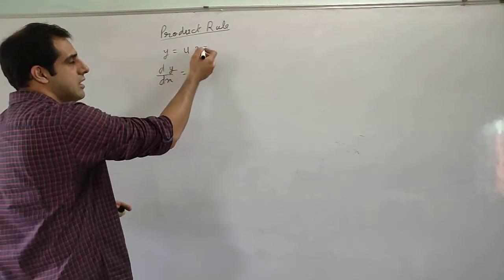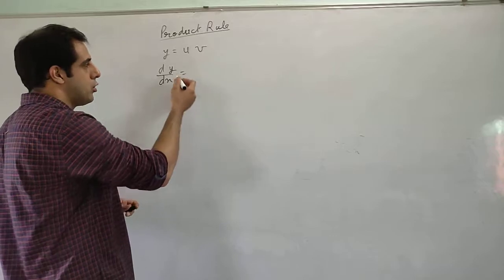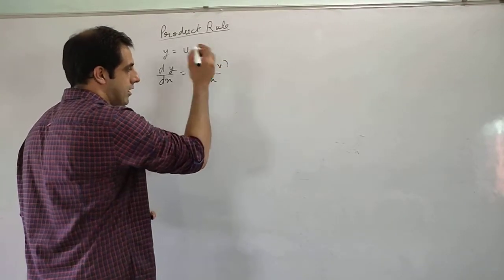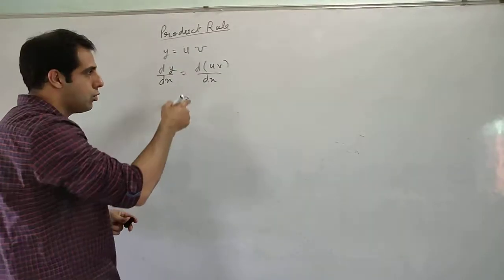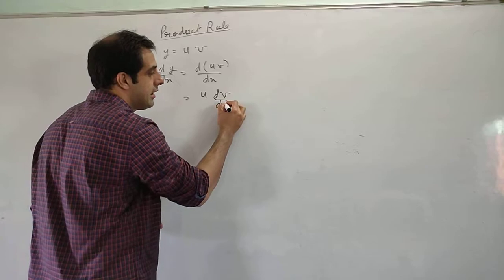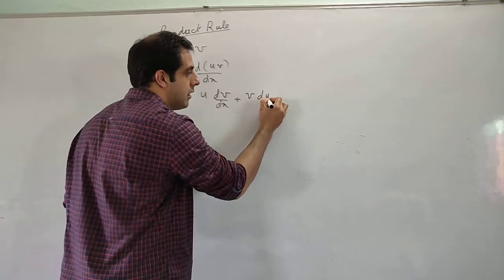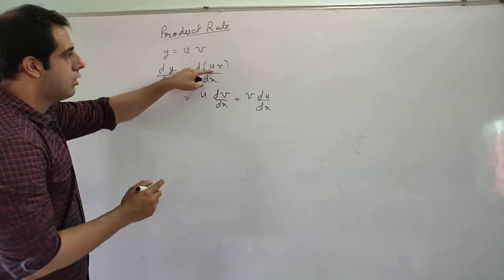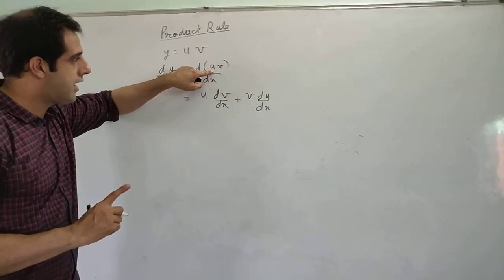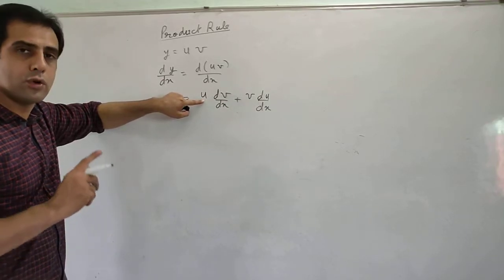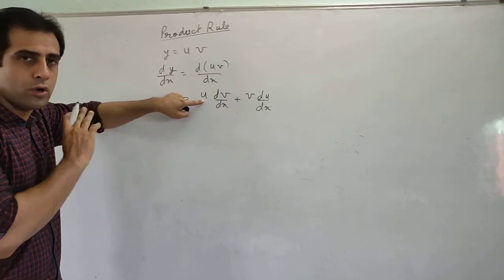So dy by dx, y equals to u into v, differentiation will be equals to this, and the formula that is called the product rule is u dv by dx plus v du by dx. What have I done here? I took u outside the differentiation. I am treating u as a constant. Whether it is a constant or not does not matter.